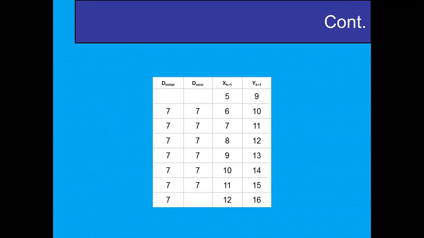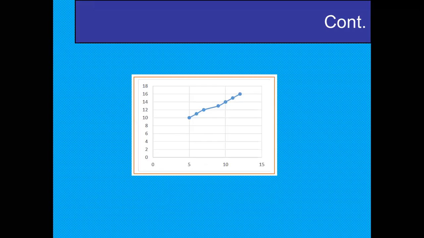As you reach the final point, stop the problem there. There is no need to calculate the values of D initial and D new again. So this is the methodology, and with the help of the coordinates we calculate, at the end we will finally draw a straight line.